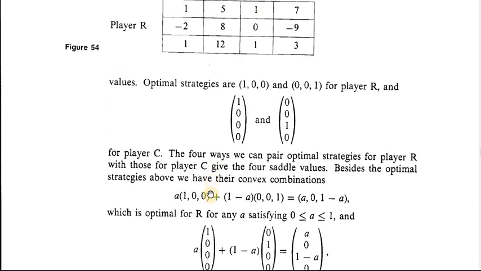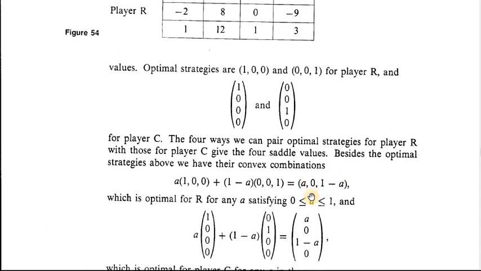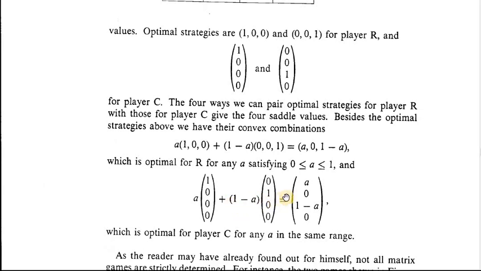So that means that player R's optimal strategy can be expressed this way: A, 0, 1 minus A. That means with probability A, he chooses strategy 1. With probability 1 minus A, he chooses strategy 3, and he never chooses strategy 2. For the column player, it's similar. You have A, 0, 1 minus A, which means with probability A, he chooses strategy 1. With probability 1 minus A, he chooses column player strategy 3.